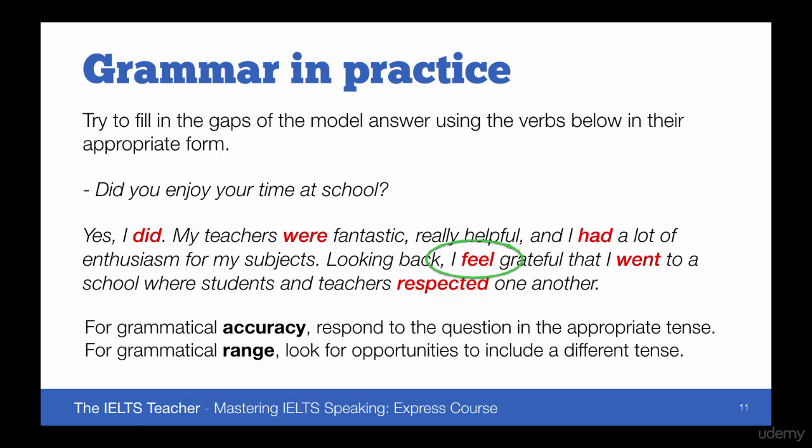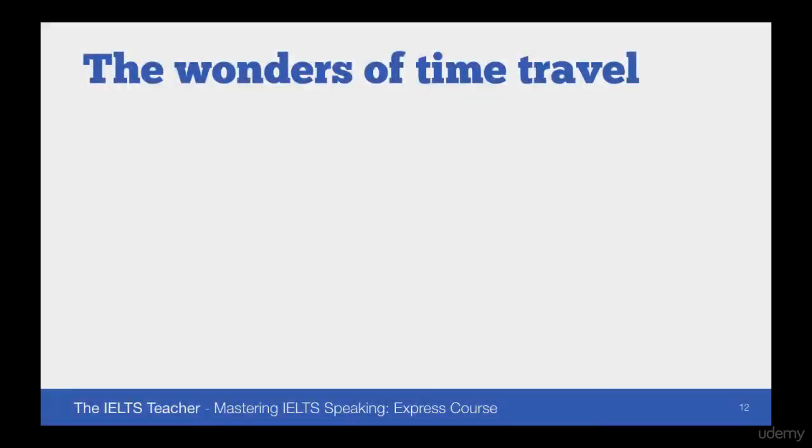So it's appropriate to say I feel grateful because that's the feeling right now. To be honest, in the past, often kids are not grateful about the school they go to. They just think of it as school and they have to go in. But when you're an adult in the present moment, you feel grateful that that happened, past tense, to you. So here we have the past simple as expected from us in the question, but we've also found an opportunity to increase grammatical range by adding the present simple. Now, let's look into this in a bit more detail.